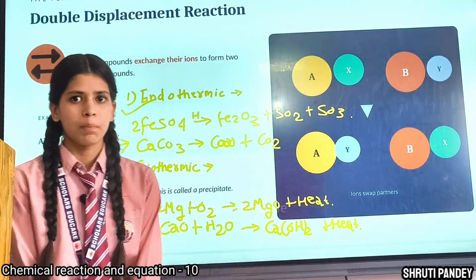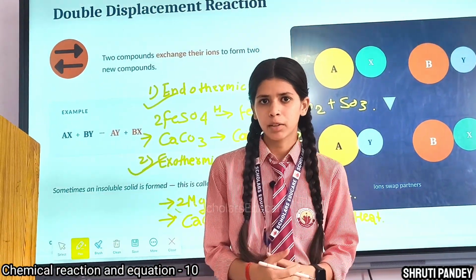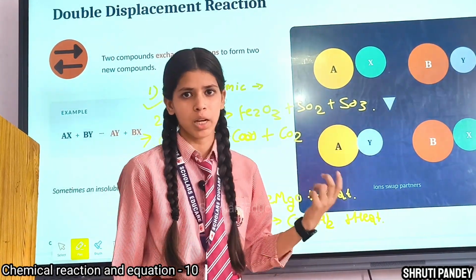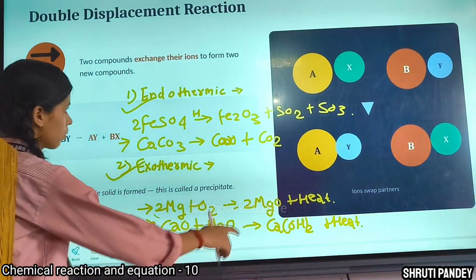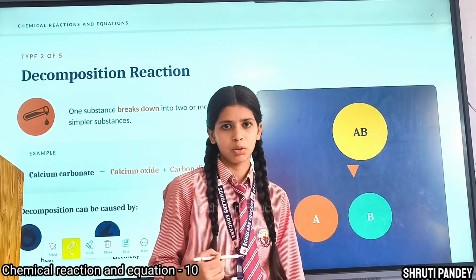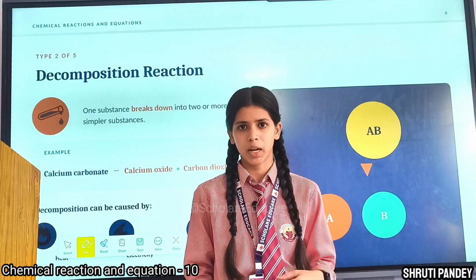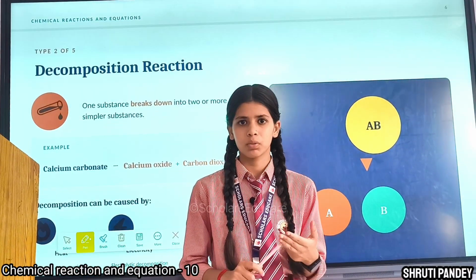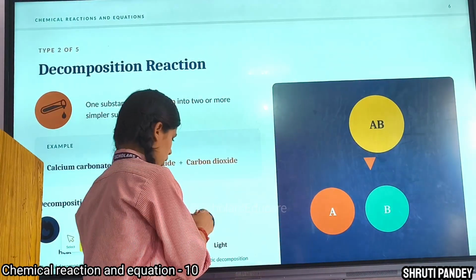So this was all about types of chemical reaction, but I would like to tell you another topic, the types of decomposition reaction, because I forgot to teach you about this. So decomposition reactions are of three types. First, thermal decomposition. Second, electrolytic decomposition, and third is photochemical decomposition. So let's understand one by one with the help of examples.